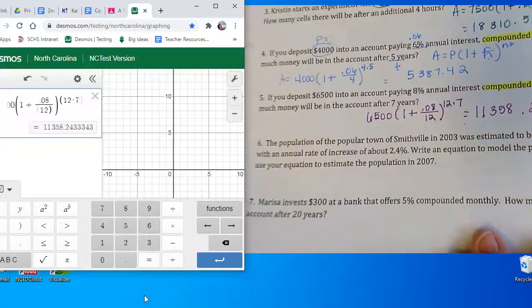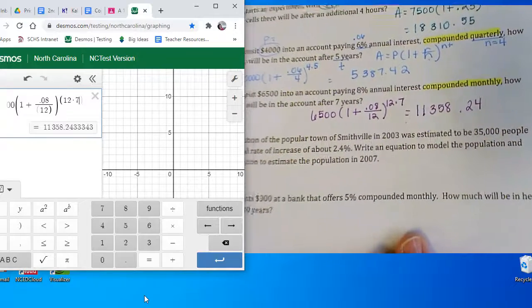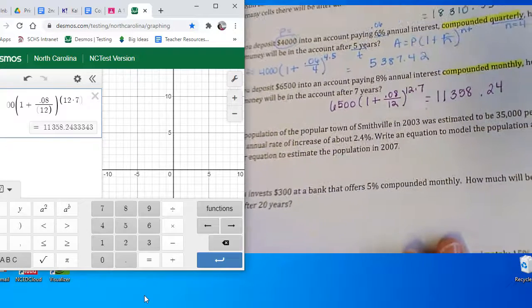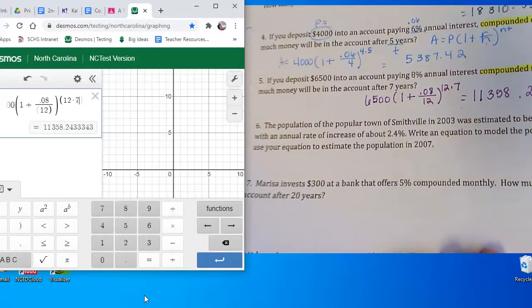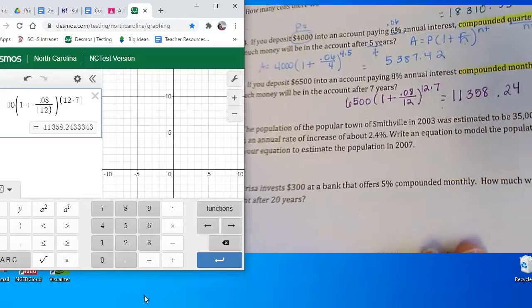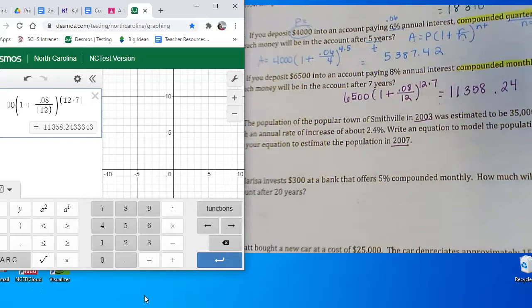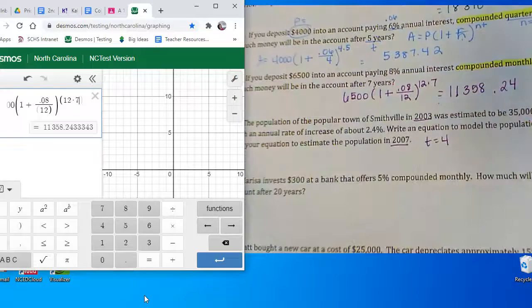Okay, let's look at number 6. The population of a popular town of Smithville in 2003 was estimated to be 35,000 people, with an annual rate of increase about 2.4%. Write an equation to model the population, and use your equation to estimate the population in 2007. So this one was interesting because they didn't say how many years. However, they told you that 2003 was when it started, and we want to estimate it in 2007. You may have to subtract to figure out how many years it is for what you want. So that right there tells me that T is going to be 4, because it's 4 years since 2003.